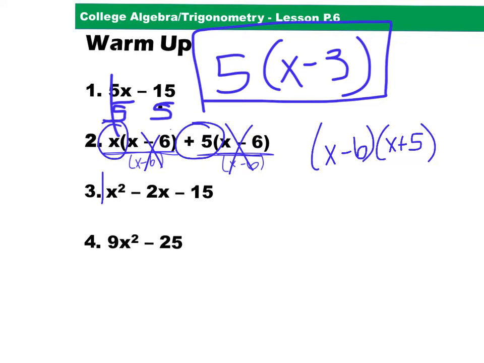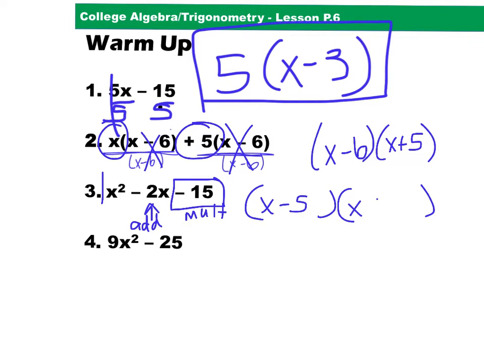These are the ones that are a little simpler. You're looking for 2 numbers that multiply to give me negative 15, but add to give me negative 2. What are the factors of 15? What times what gives you 15? 5 and 3, 1 and 15. So I hear negative 5, positive 3. So I'm going to say, okay, negative 5, positive 3.